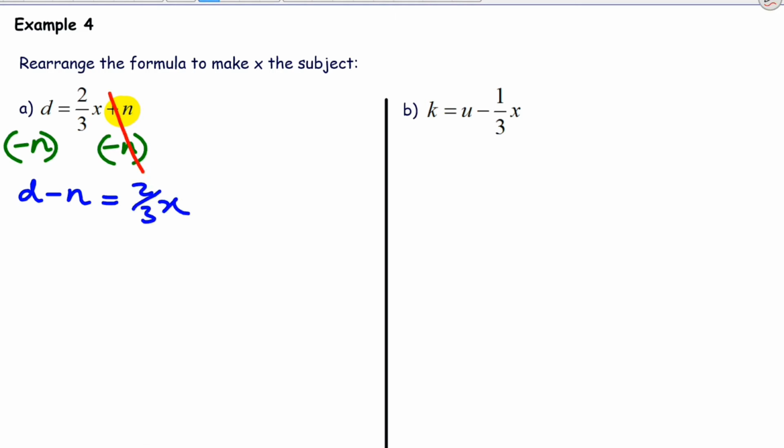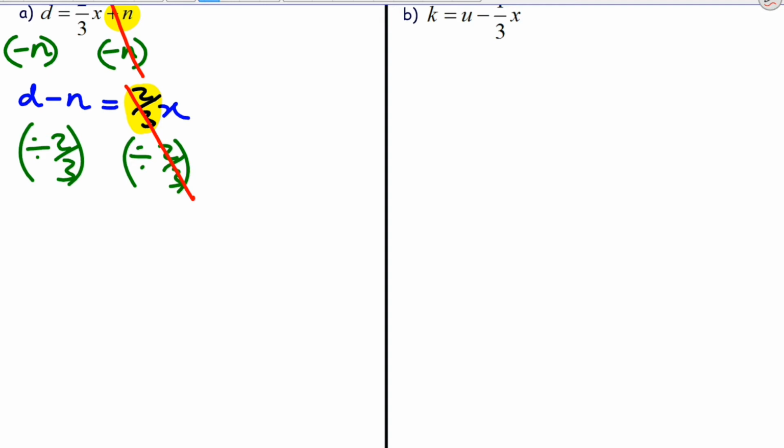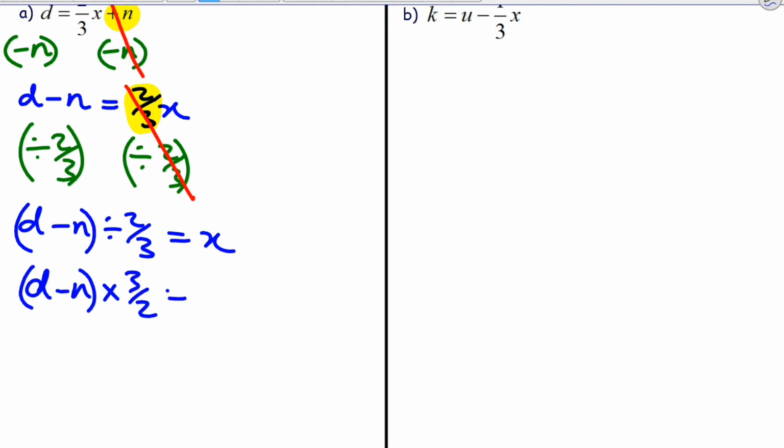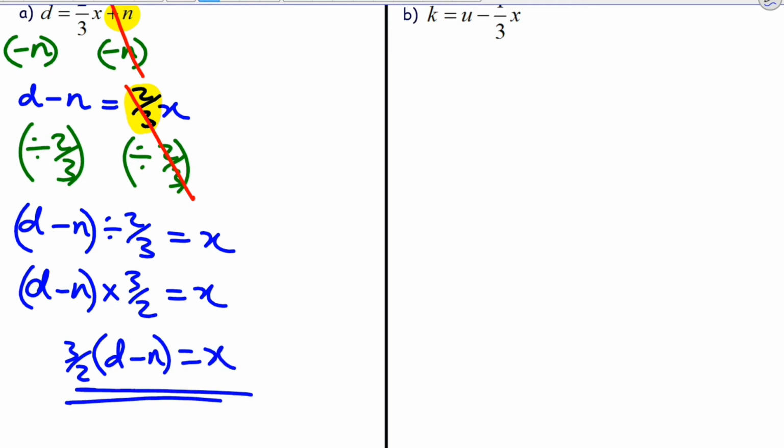Then the next step can be, by inspection, you can notice that x is multiplied by 2 over 3. So the opposite of multiplying by 2 over 3 is dividing by 2 over 3. So you divide by 2 over 3 on each side, and by the way, 2 over 3 divided by 2 over 3 is 1. On the left, that will be d minus n divided by 2 over 3 is equal to x. Or you can write this as d minus n multiplied by 3 over 2 is equal to x. And that can be rearranged to be written in this form, 3 over 2 times d minus n is equal to x. And that's fine. You can leave it in that form.